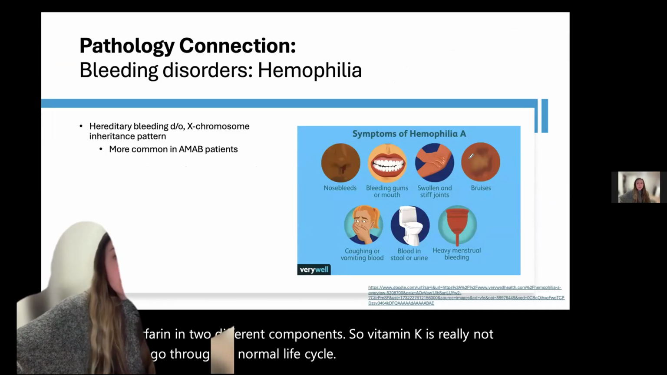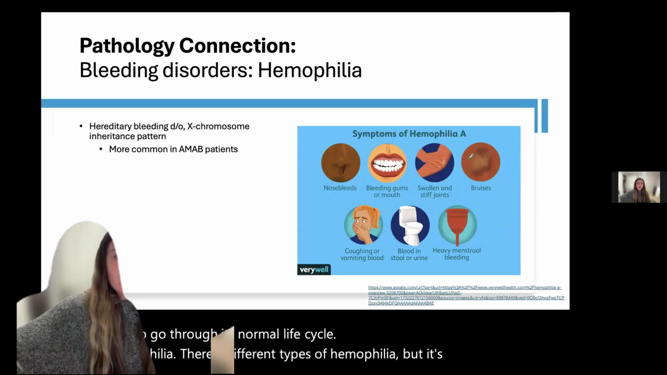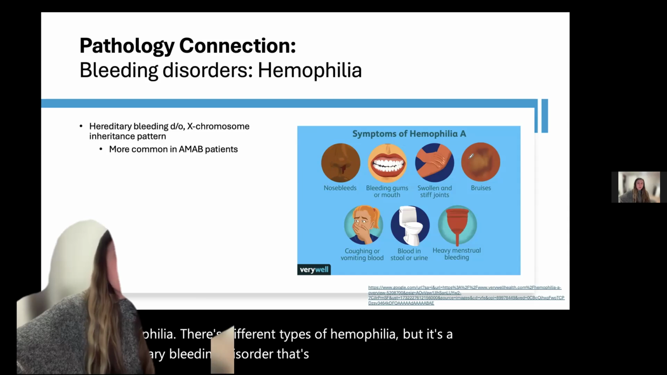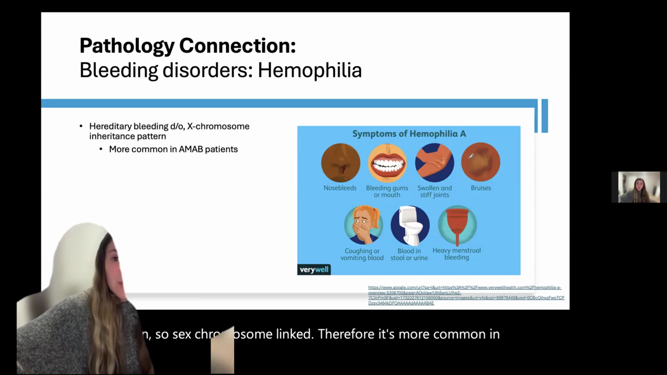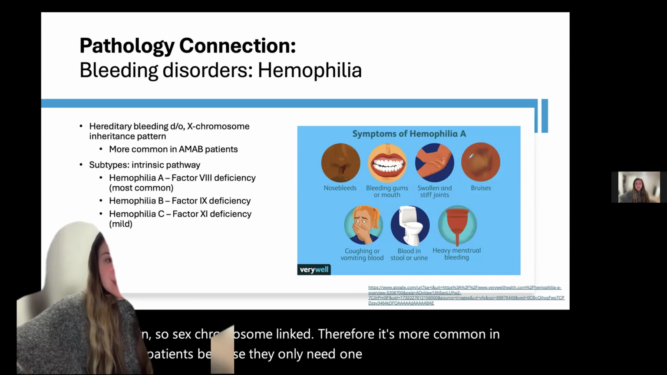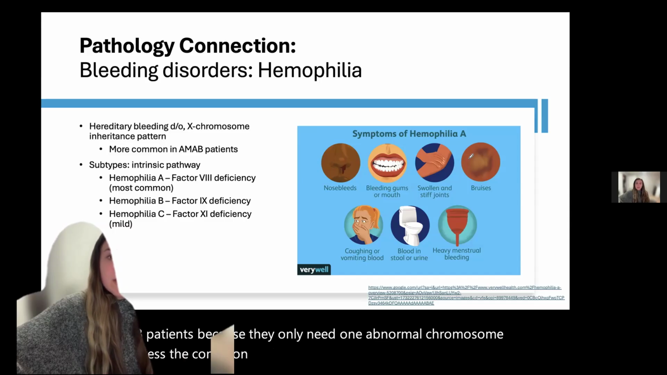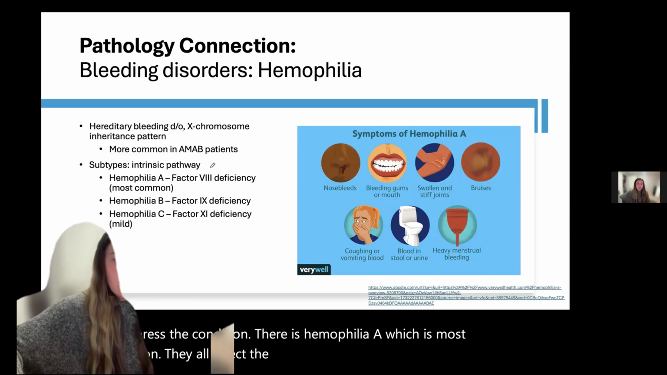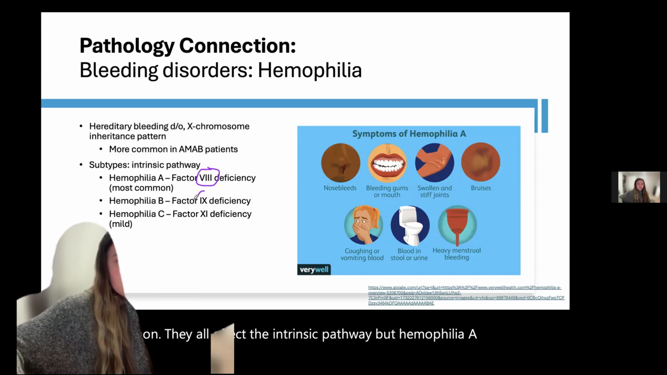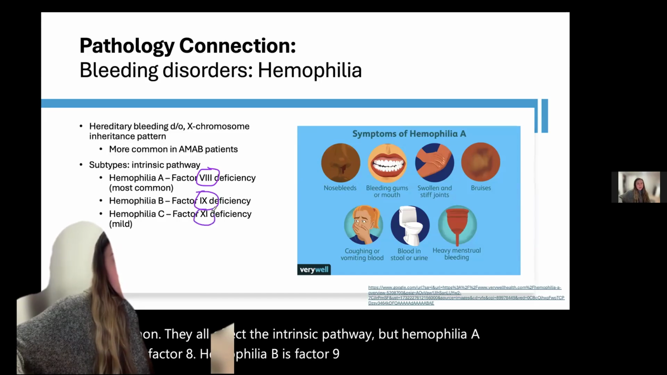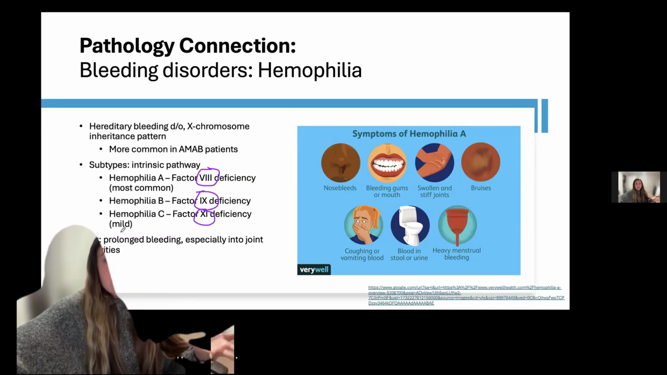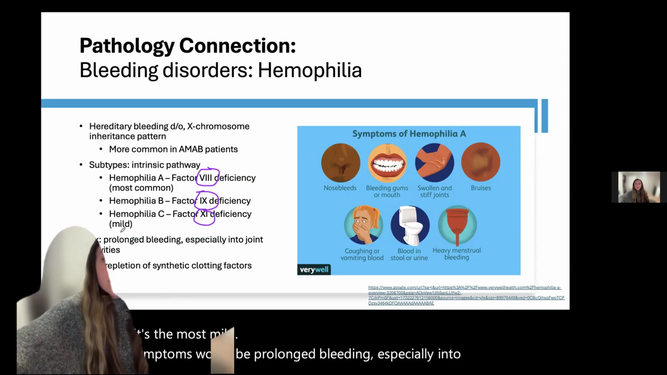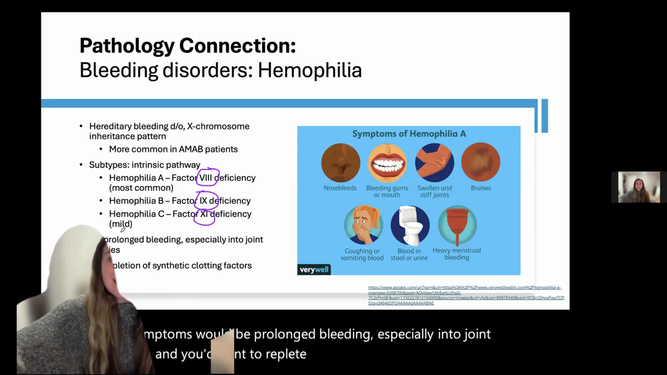Hemophilia, there's different types of hemophilia, but it's a hereditary bleeding disorder that's X chromosome inheritance pattern, so sex chromosome linked. Therefore, it's more common in AMAB patients because they only need one abnormal chromosome to express the condition. There is hemophilia A, which is most common. They all affect the intrinsic pathway, but hemophilia A affects factor 8. Hemophilia B is factor 9. And hemophilia C is factor 11 and is the most mild. The symptoms would be prolonged bleeding, especially into joint cavities, and you'd want to replete the specific clotting factor synthetically.